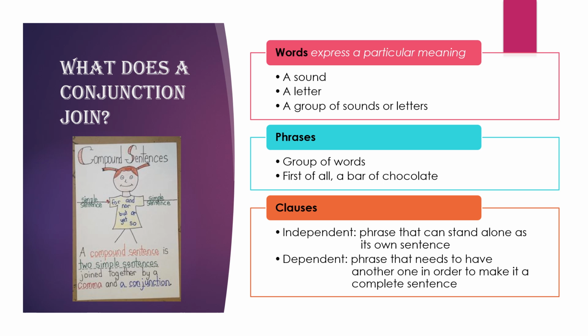These conjunctions join words. What are words? Words are those elements that express a particular meaning. This could be defined as a sound, a letter, or a group of sounds or letters. So these conjunctions are used to join words together. They may also be used to join phrases. Phrases are nothing but groups of words, like first of all, a bar of chocolate, etc. And then we may also make use of conjunctions to join clauses. Clauses can be defined as independent or dependent.